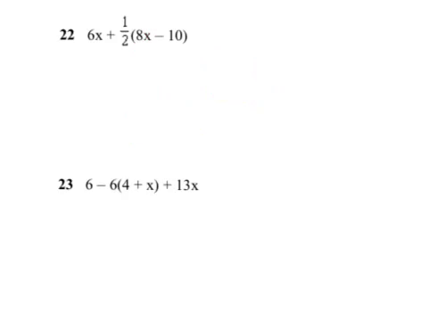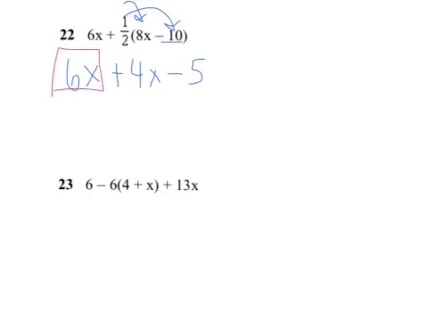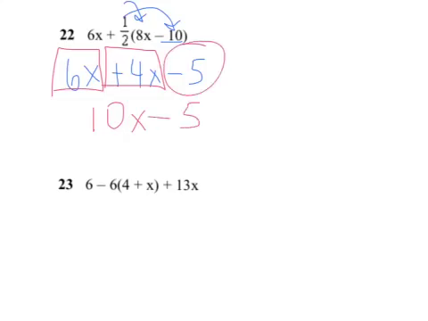In problem number 22, I see a half outside of a set of parentheses. So that means I need to distribute this half to each term in here. 6x, and then we have a half times 8x. So it's basically saying half of 8x would be 4x. And then half of this negative 10 is going to give me negative 5. I'll then combine like terms. I have positive 6x plus 4x gives me 10x. And then I have this constant by itself.